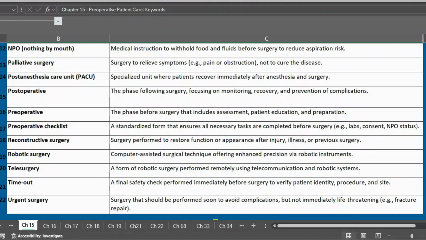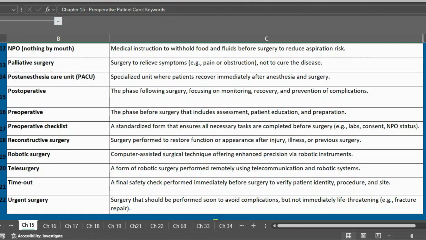Post-anesthesia care unit, PACU, is a specialized unit where patients recover immediately after anesthesia and surgery. So it's a recovery area after surgery and anesthesia. Monitors airway, vitals, pain, and surgical site. And also they have 3 phases of this, but that is in the next chapter.